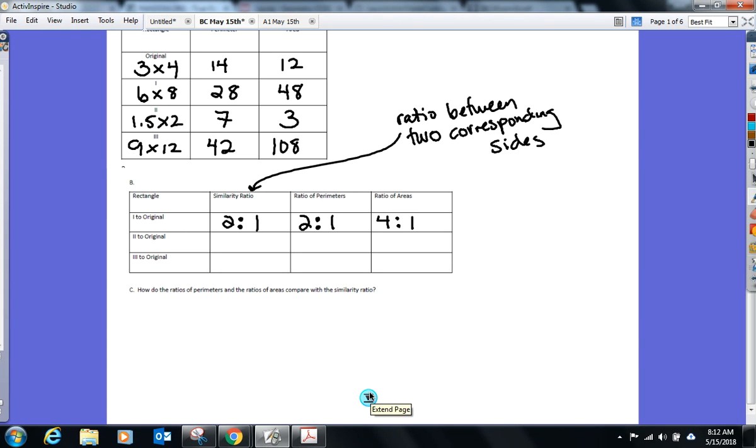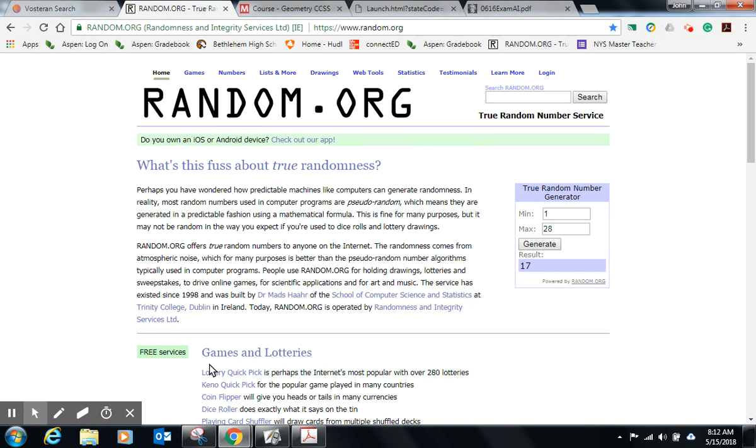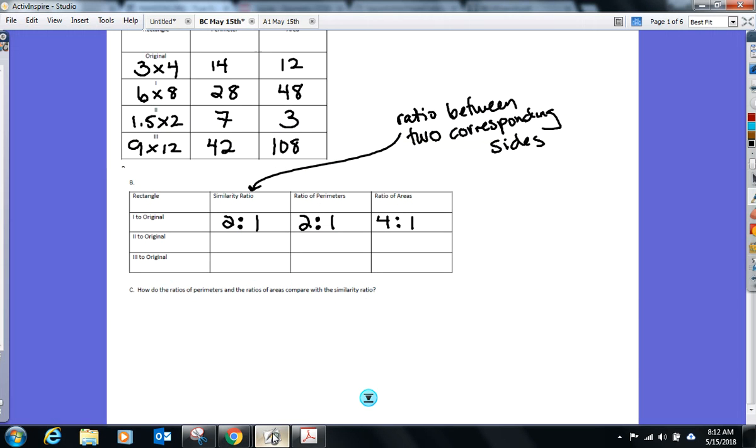Can't handle it. Let's go to rectangle 2 and the original now. What's my similarity ratio now? 1.5 to 3, 2 to 4. Similarity ratio now, 1 to 2. Go ahead, compare their perimeters: 7 to 14. Also 1 to 2. Hopefully you're starting to notice something between the similarity ratio and the perimeters.